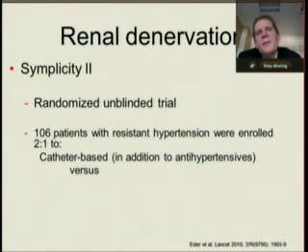And then there's, of course, Simplicity 2, which is a randomized unblinded trial. And you can see 106 patients were enrolled. They were actually randomized 1-to-1. This is an error on the slide. And there was a catheter-based versus medical therapy in resistant hypertension.